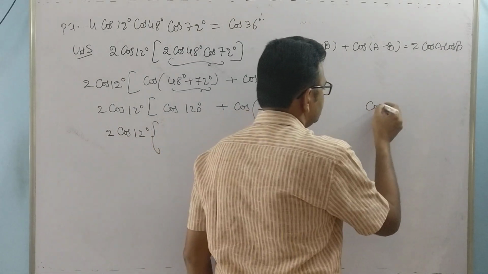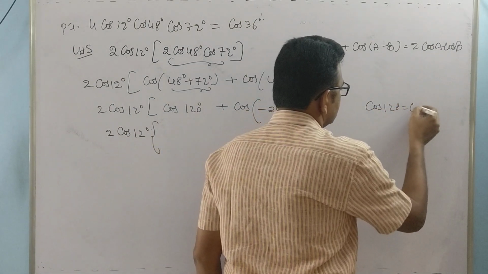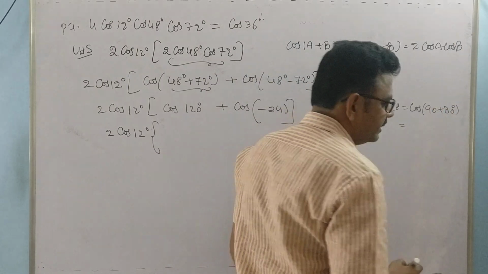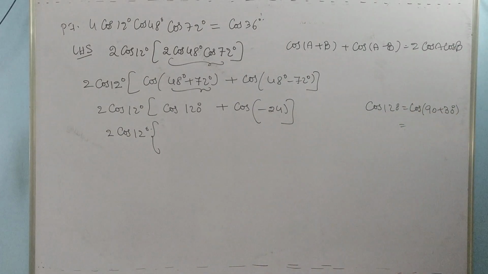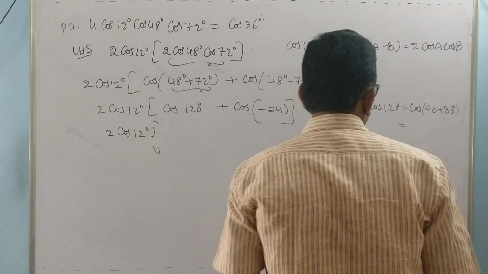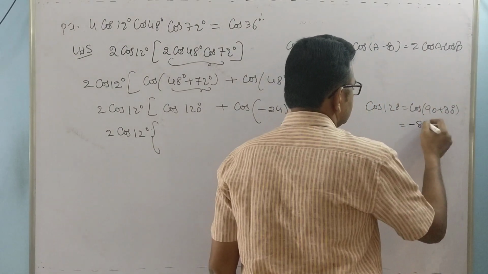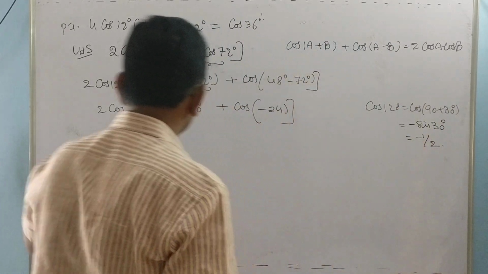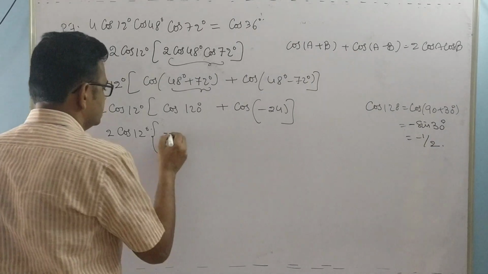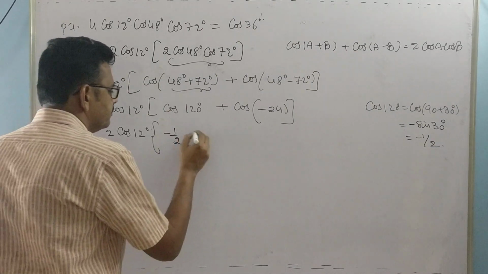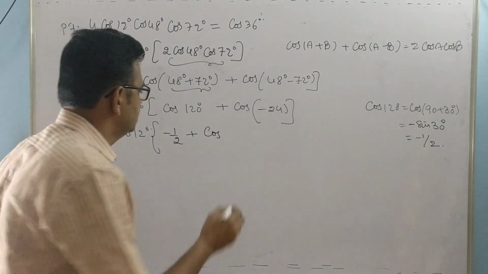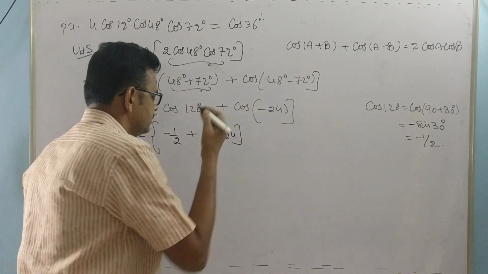So cos of 120 is equal to cos of 90 degrees plus 30 degrees. Second quadrant here, so cos is negative. So this is minus sine 30 degrees, that is equal to minus 1 by 2. So the value is minus 1 by 2 plus, cos of minus theta is equal to cos theta. So this is again cos 24.